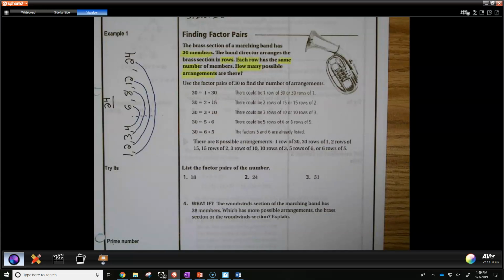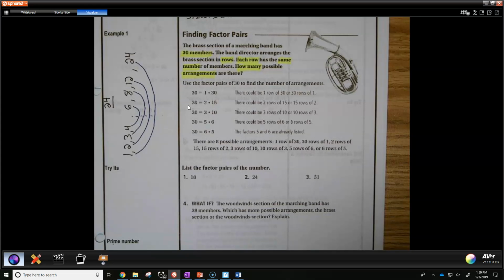The other factor pair, 2 times 15. So I could do 2 rows of 15, or I could do 15 rows of 2. I have 3 times 10 as a factor pair, which means 3 rows of 10 or 10 rows of 3. 5 times 6, I could do 5 rows of 6 or 6 rows of 5. And then the reason I don't have to do this other 6 times 5 is because we've already done it. So if I count my arrangements, I'd have 2, 4, 6, 8. 8 arrangements.